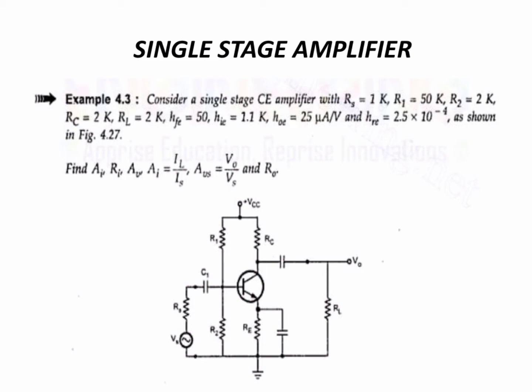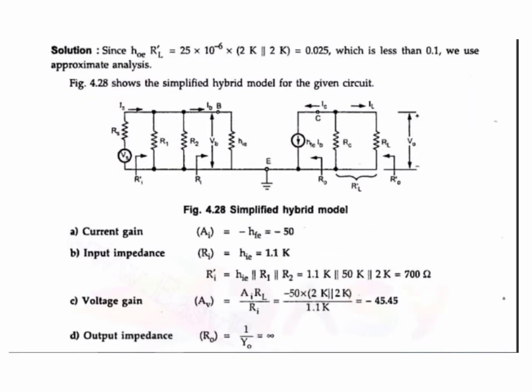The circuit diagram is also given. Our aim is to find the current gain AI, the input impedance Ri, the voltage gain AV, and AIs equal to IL by IS, which is the overall current gain. The second is the overall voltage gain, VL by VS, and finally the output resistance. So these six quantities we need to calculate for this sum. Now let me move on to the problem.